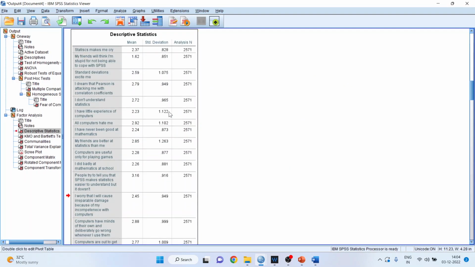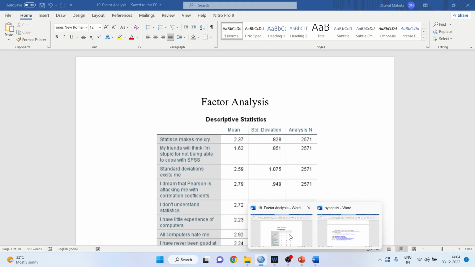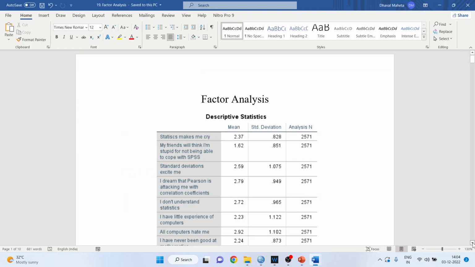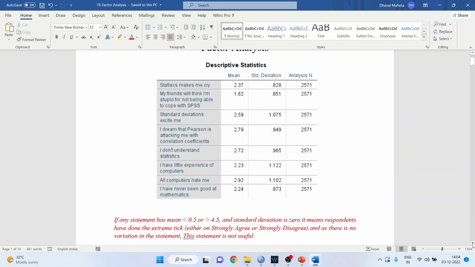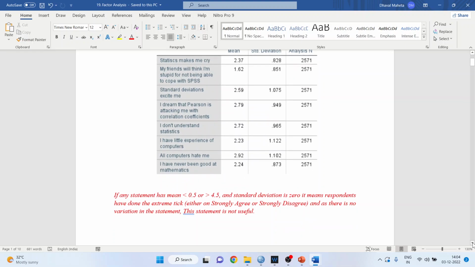So you can see this is the first descriptive statistics table. Now how to interpret this? Let's see. This is the same table which was there in the SPSS output. Anything which is written in red, you will not write in your thesis or your paper or your dissertation. I've written it here just for the sake of explanation.